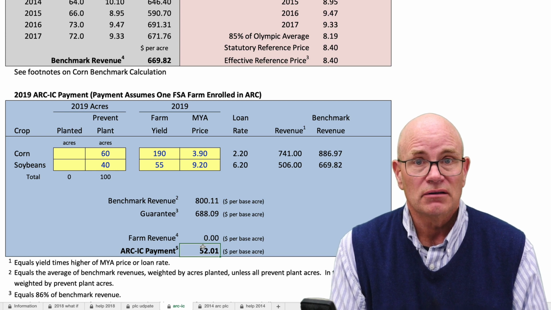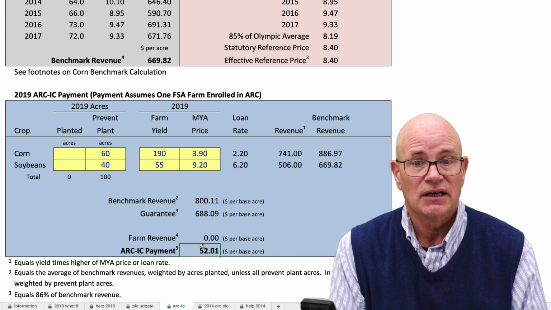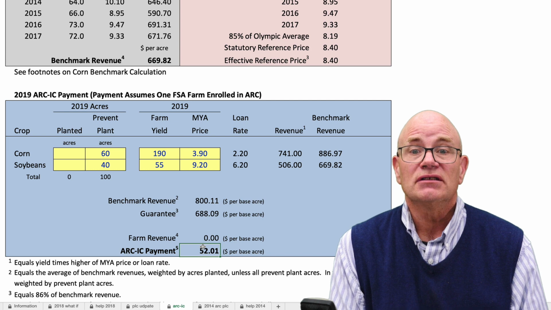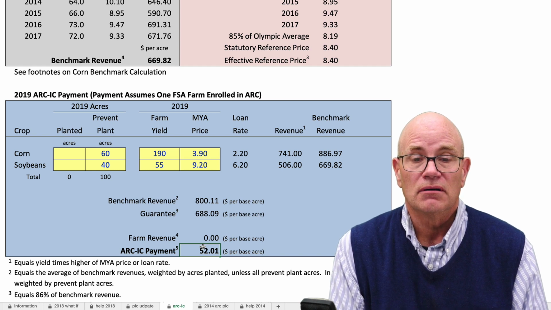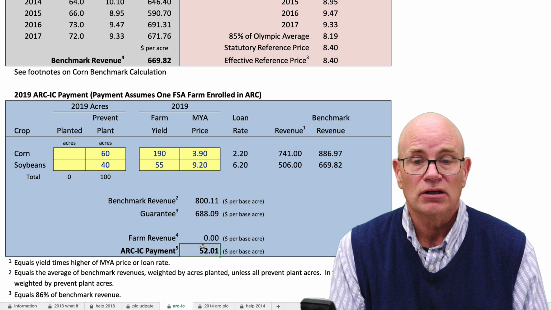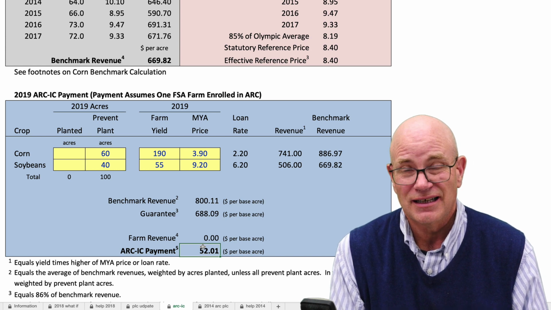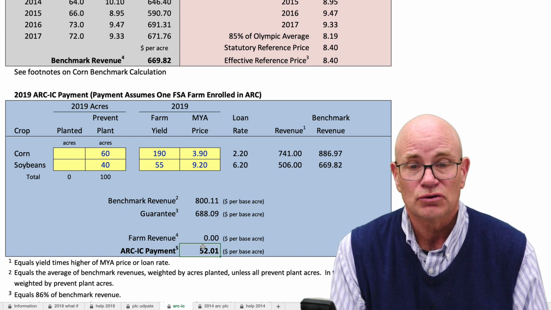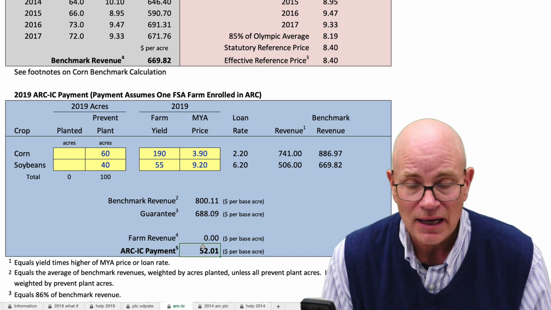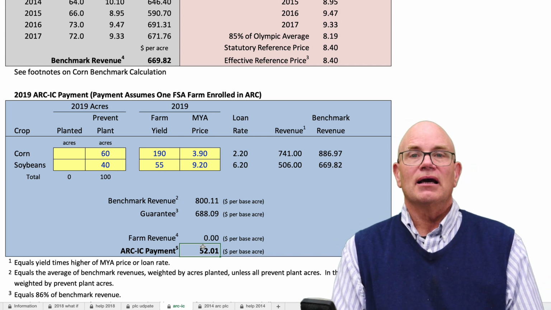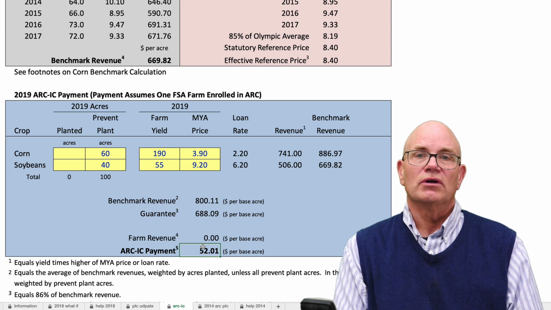One caveat about this program is it does one FSA farm at a time. FSA will actually aggregate farms together, so if we put two ARCIC farms on, the payments will be aggregated across those two. This calculator doesn't handle that situation as of yet. So use that with that caveat in mind. And again, take a look at ARCIC for 2019 if you have low yields or all prevent plant.